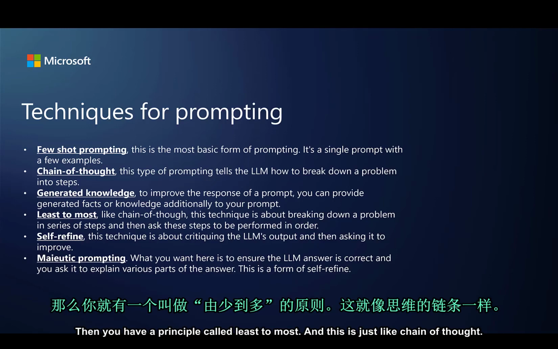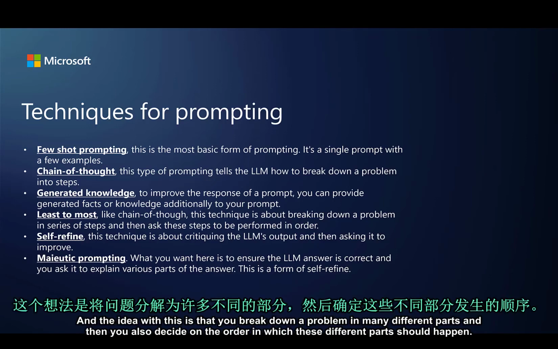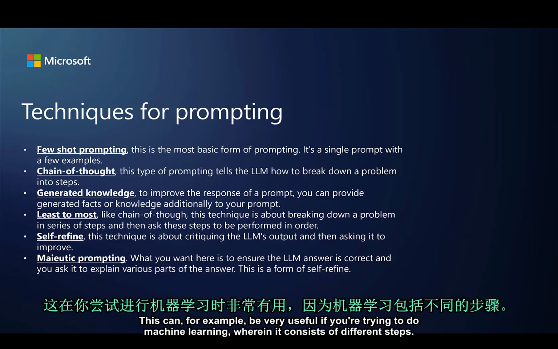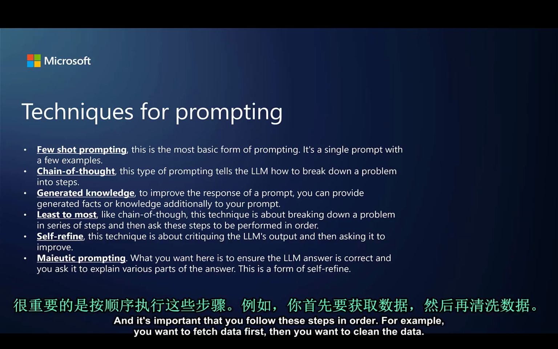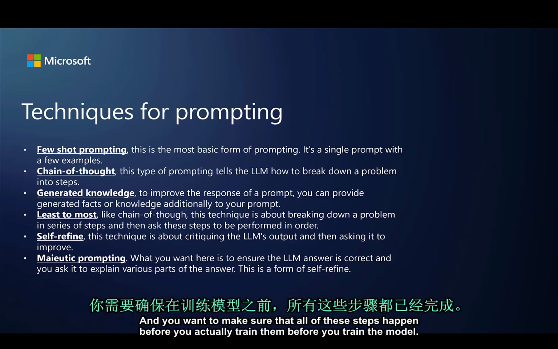And this is just like chain of thought. The idea with this is that you break down a problem into many different parts, and then you also decide on the order in which these different parts should happen. This can, for example, be very useful if you're trying to do machine learning, wherein it consists of different steps, and it's important that you follow these steps in order. For example, you want to fetch data first, then you want to clean the data, and you want to make sure that all of these steps happen before you actually train a model.